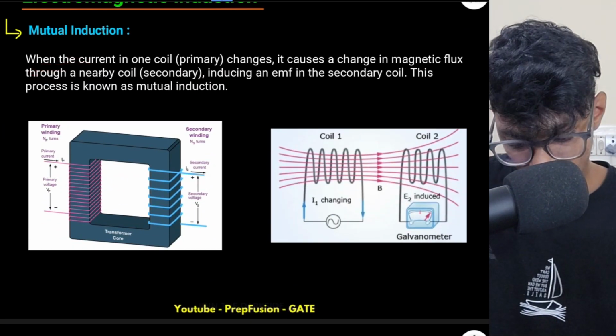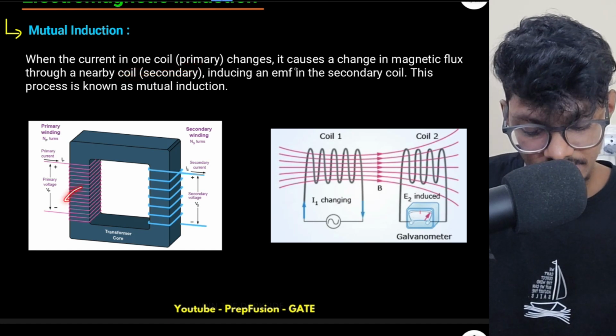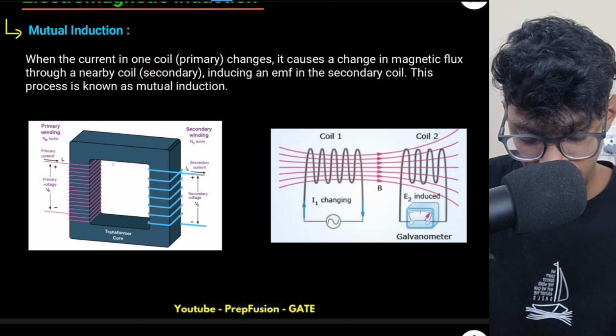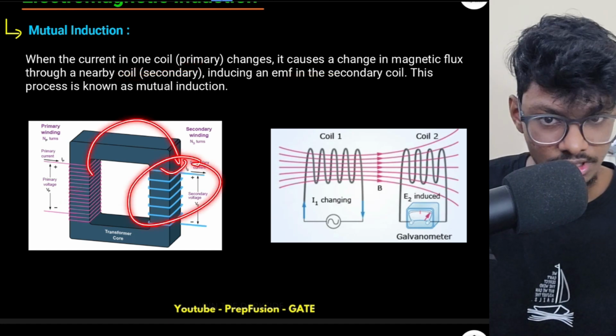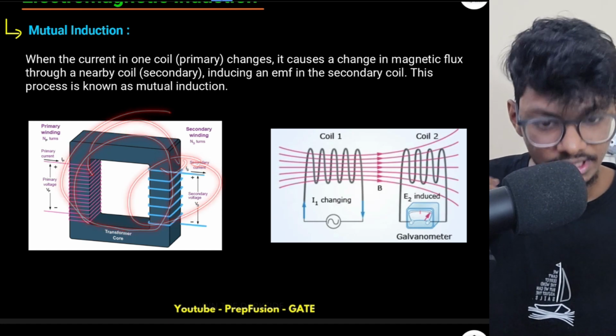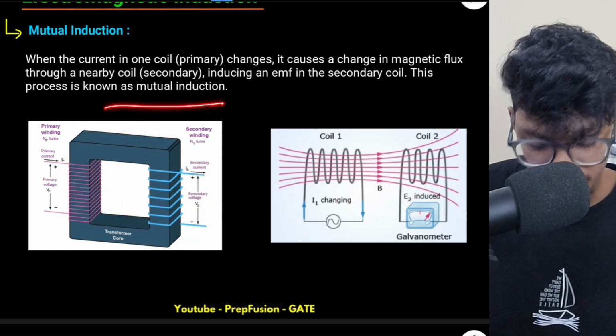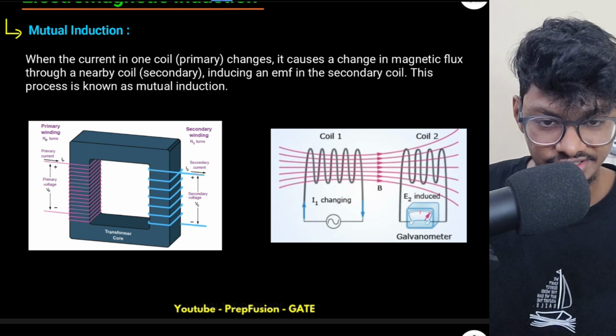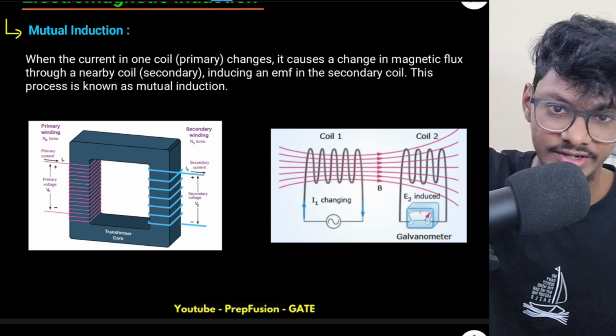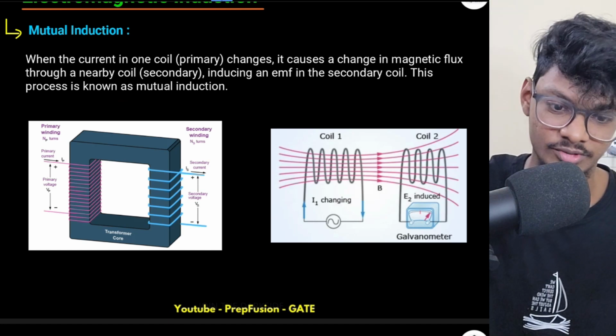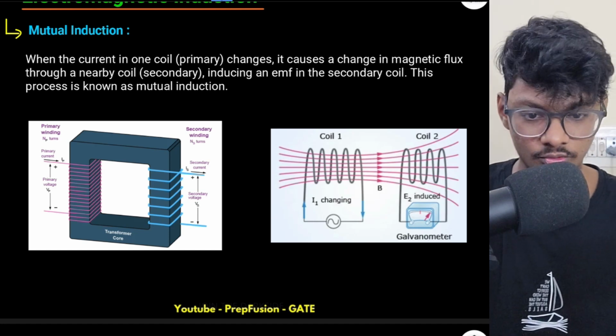When the current in one coil, the primary, changes, it causes a change in the magnetic flux through the nearby coil here, right? It causes a change because flux will also flow through this, and that will cause a change here, inducing an EMF in the secondary coil. This process is known as mutual induction, which we have studied in the transformer very well. So I will not go too much in depth here because I know you have studied transformer.